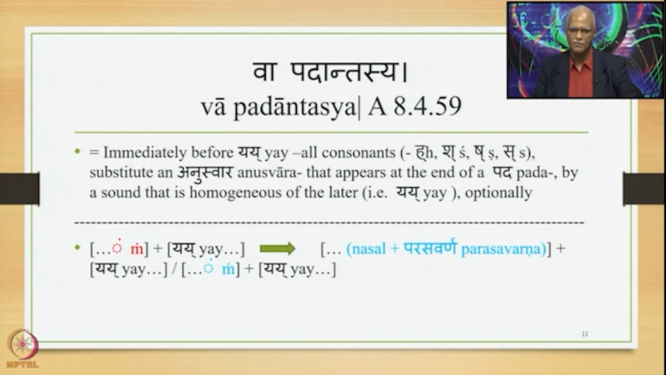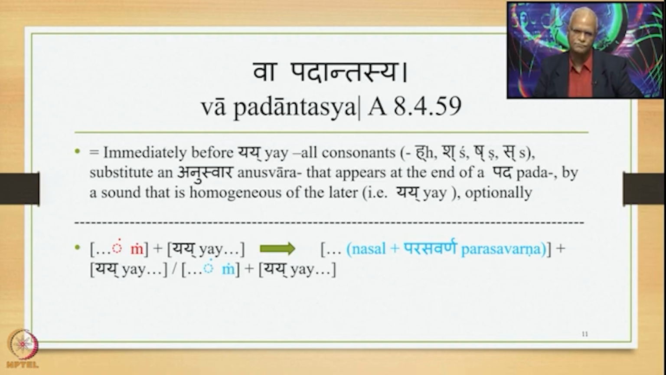So, vapadantasya means immediately before yai, and yai means all consonants minus h, sh, sh and s, substitute an anuswara that appears at the end of a pada by a sound that is homogeneous of the latter, that is yai, optionally. I repeat, immediately before yai, substitute an anuswara that appears at the end of a pada by a sound that is homogeneous of the latter, optionally.